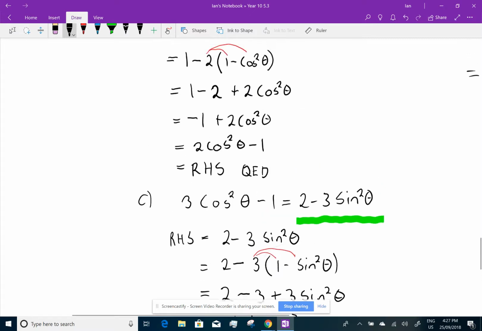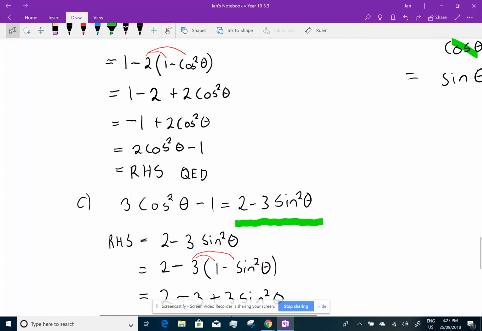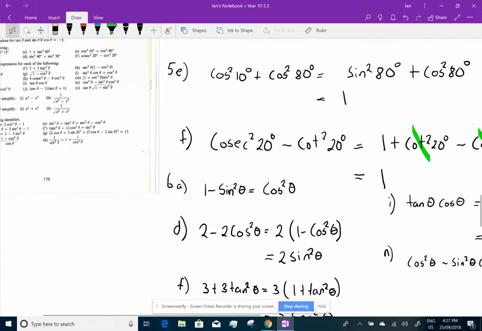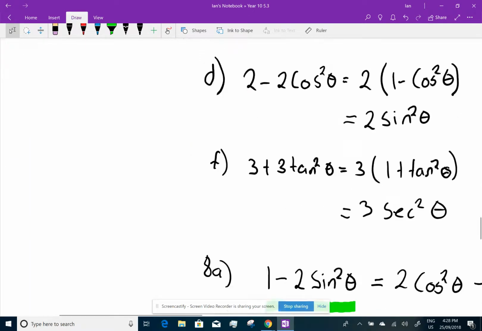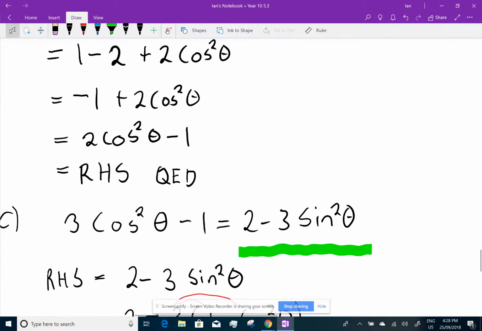All right, let's have a go at 8E. What do we got? Sine squared plus tan squared equals sec squared minus cos squared. So here's 8E.